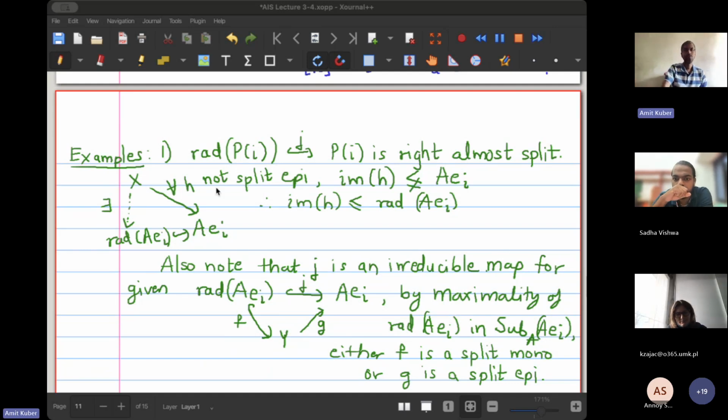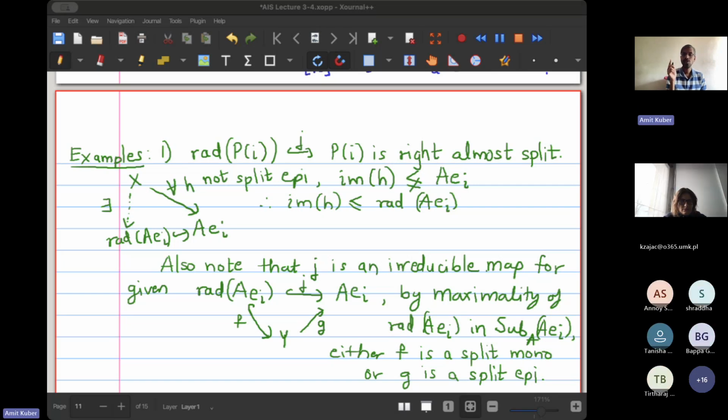Okay. So once you have that, therefore the image of H will sit inside the radical. I told you, at least in our bound quiver case, that the codimension of this radical is 1. So because the image of H is proper, it must sit inside the radical, which means there is a factorization through the radical. Got the idea? Why it is right almost split?